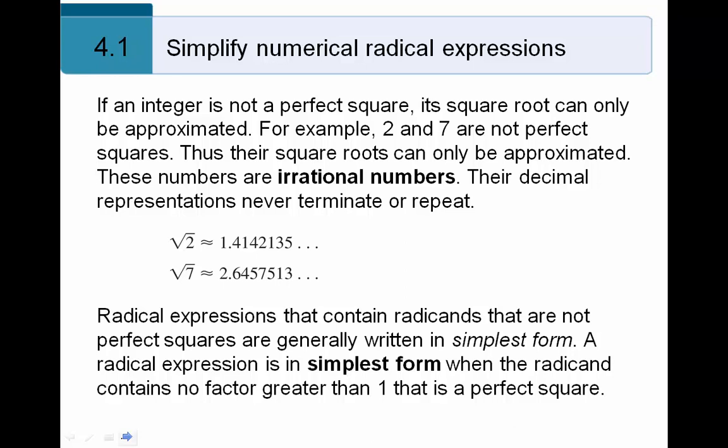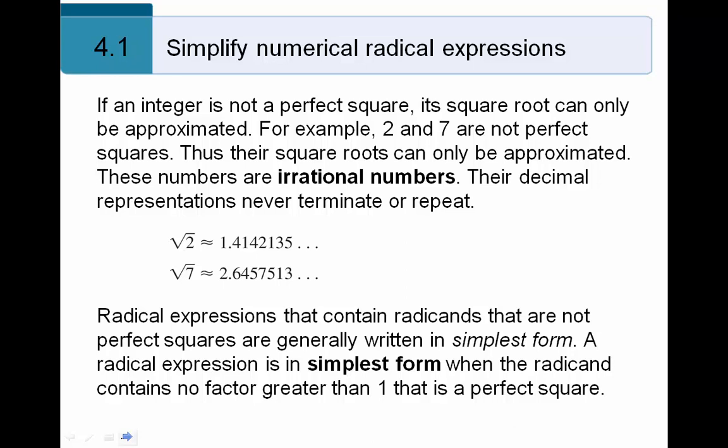The square root of 2 is approximately equal to 1.4142135, but this decimal number never terminates or repeats. The same is true for the square root of 7. You can approximate the value, however, it's an irrational number. Its approximation is shown, but because it's irrational, this decimal number will never terminate or repeat.